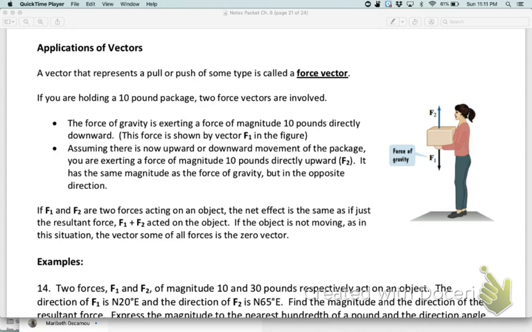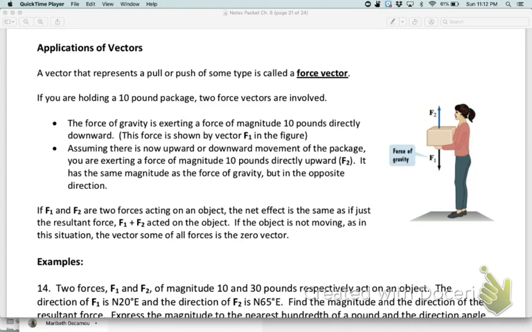Now you want to hold it exactly flat. You don't want to lift it too hard and send it crashing up into your face. So in this case, you are exerting an equal amount of force, F2, as gravity is acting on the package, F1. So the net force there would be the zero vector. If the forces are not equal, that's how we get it to move in one direction or the other.